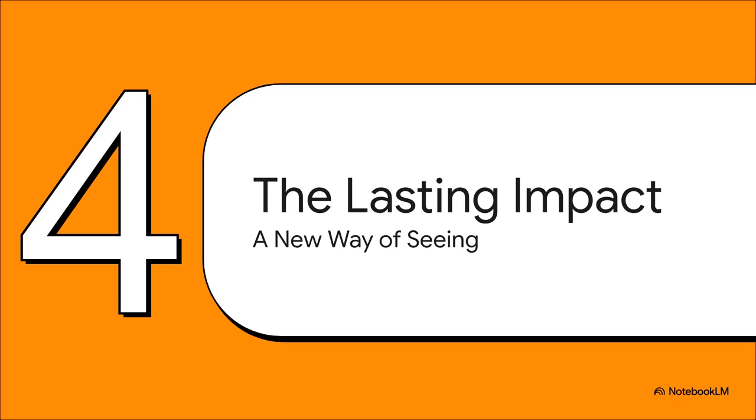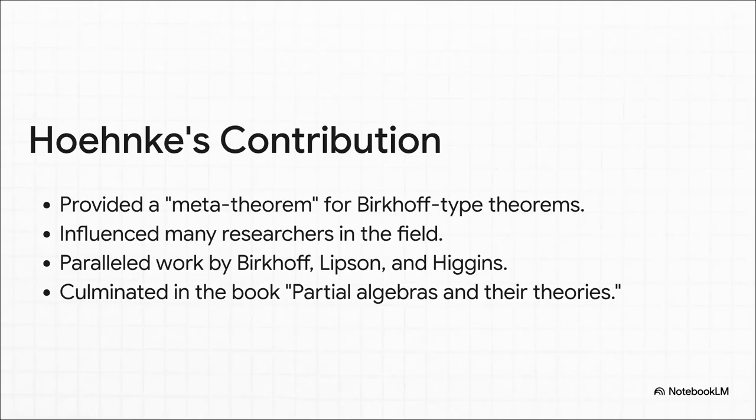All right, so this all happened back in the 70s. It's pretty abstract stuff. So why are we even talking about it today? Why does it still matter? Well, the simple answer is that it gave mathematicians and computer scientists a totally new and way more powerful way of seeing the world. His work wasn't just some small discovery. It had a massive ripple effect. For one thing, he basically provided a meta-theorem. Think of it like a master key that could suddenly unlock all sorts of new proofs.